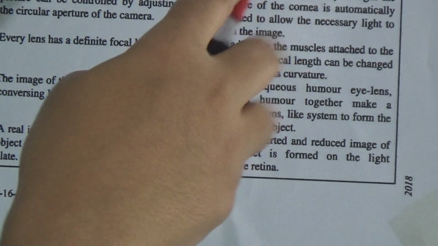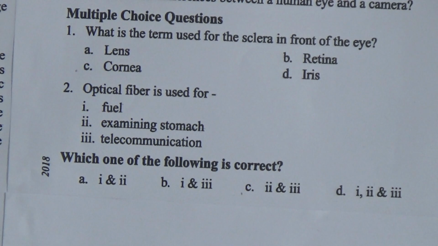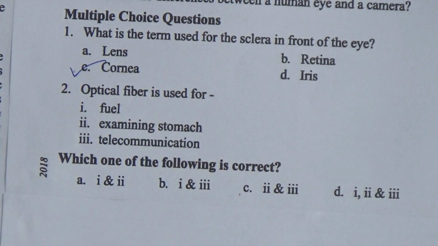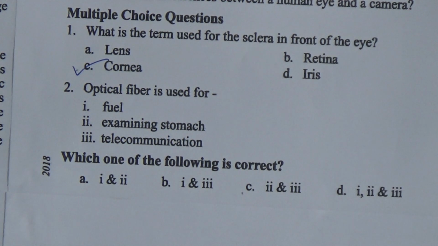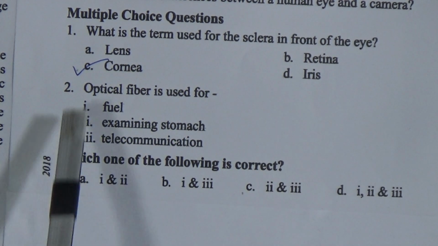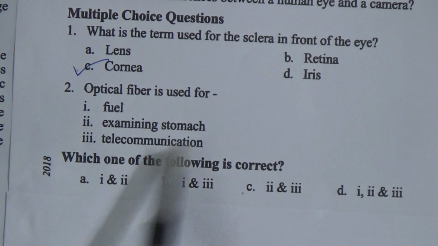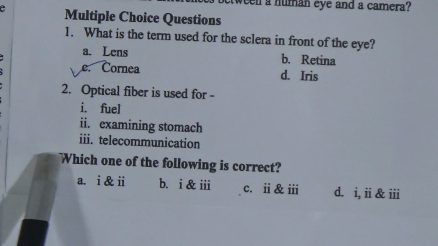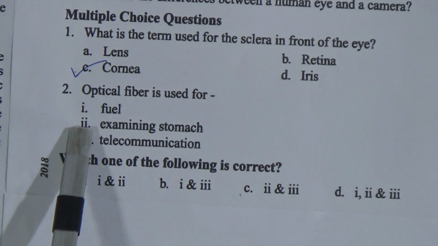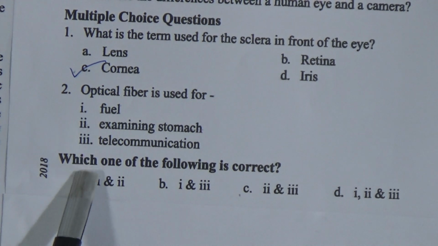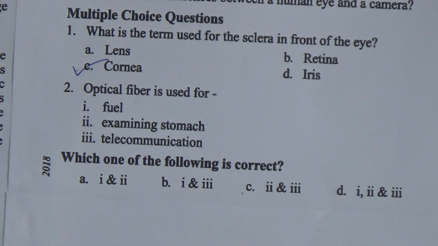Now come to the MCQ of the exercise. Multiple choice question. First one, the term used for the sclera in front of the eye, we know that is cornea. The upper front portion of the sclera is known as cornea. Now come to the next one. Optical fiber is used for: fuel, examining stomach, telecommunication. Dear student, we know doctors use the optical fiber for examining stomach and colon, and also optical fiber is used in telecommunication. So the answer will be 2 and 3. That means C.